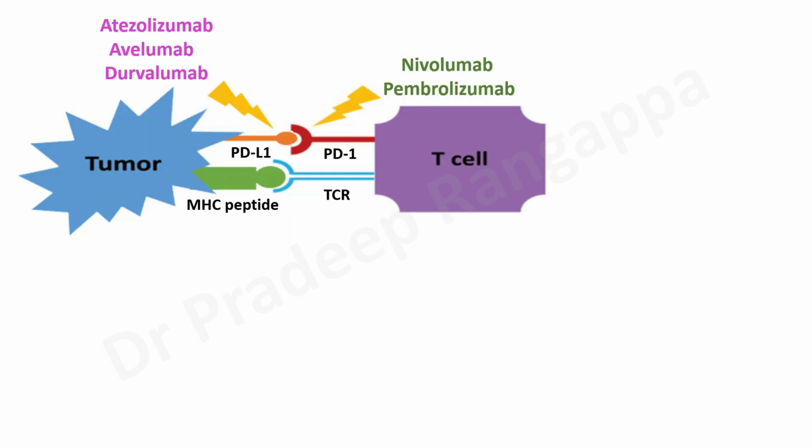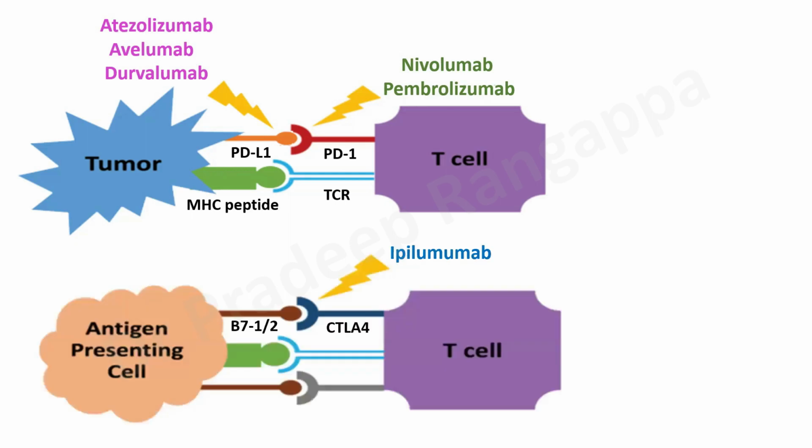So basically, the receptors that these drugs act on are programmed death receptor PD-1 and PD ligand 1. If you remember these two, many of these drugs act on them. Then there is another group of drugs, ipilimumab, which acts on the cytotoxic T lymphocyte CTLA4 receptor. So these are the main two groups. One group acts predominantly on the programmed death receptor and PDL1. And there's another group which acts on cytotoxic T lymphocyte antigen, which is ipilimumab.